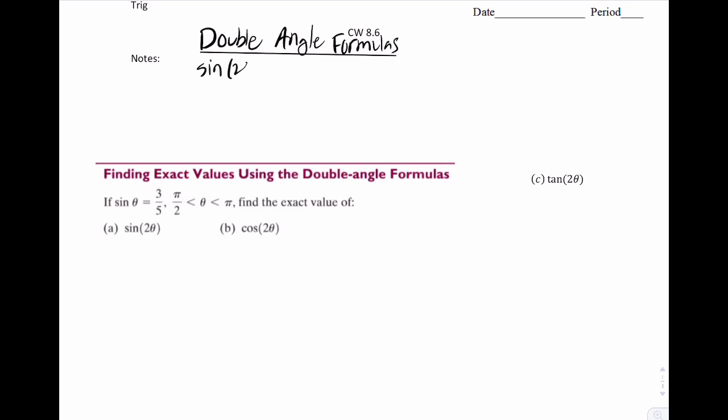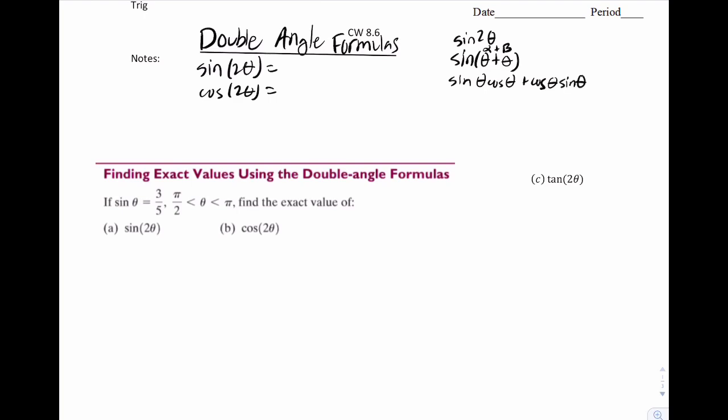For now, our goal is to figure out what is sine of 2 theta and what is cosine of 2 theta. So first, let's actually derive them. If you think about sine of 2 theta, that's the same thing as saying sine of theta plus theta. Now what we're going to do is think of this as alpha and beta, like how we're working with our sum and difference formulas. So let's write that out.